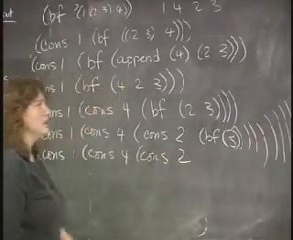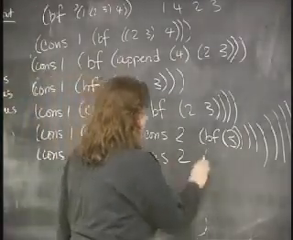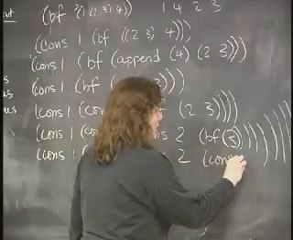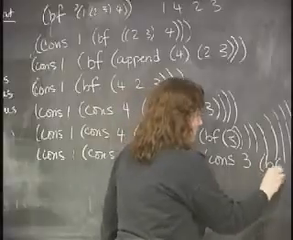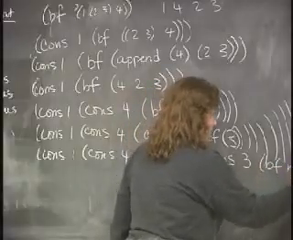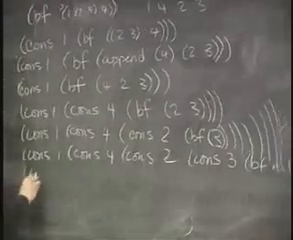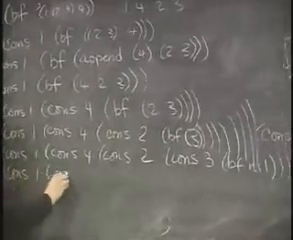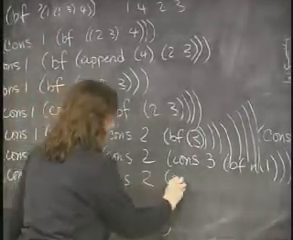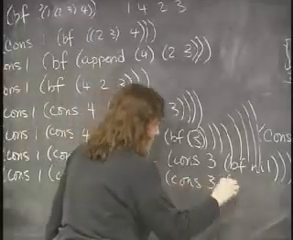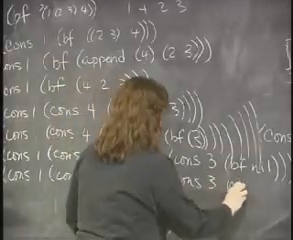Okay, BF on the list 3, not null. It is a pair. The car is not a pair, so we fall through to our else case, and we will cons the car 3 to BF on the cooter. Okay. Cons 1, cons 4, cons 2, cons 3. BF nil returns nil. Finally.